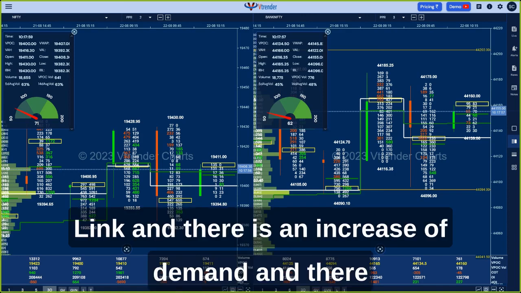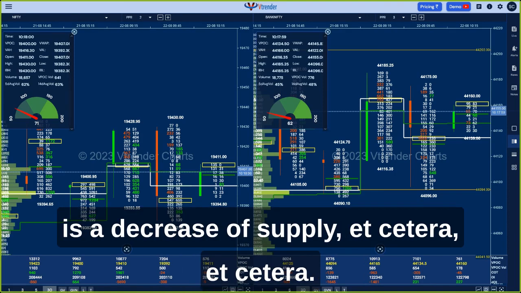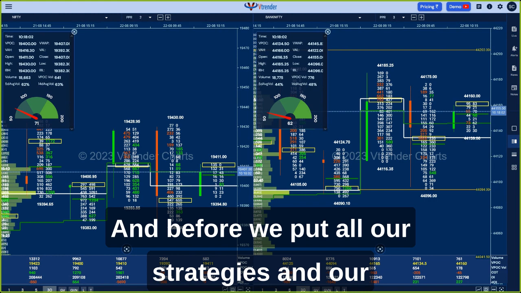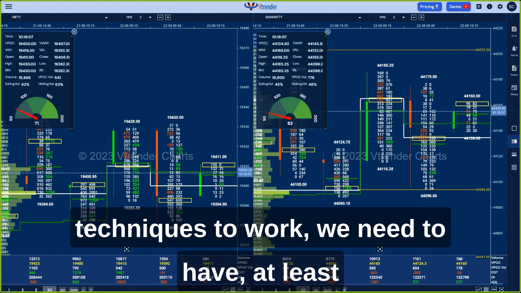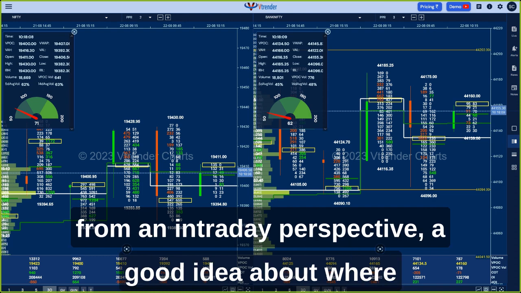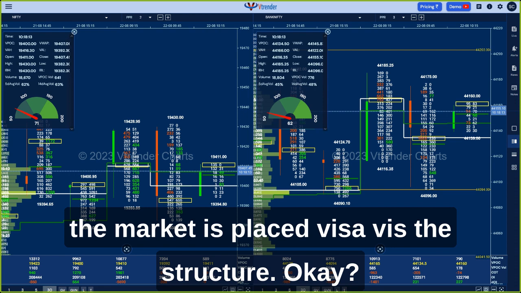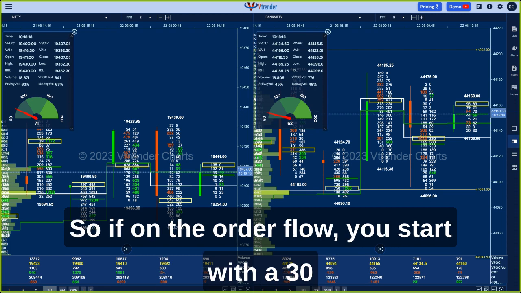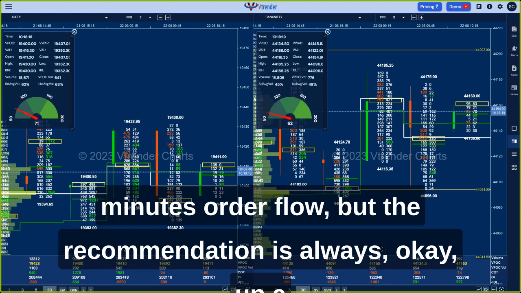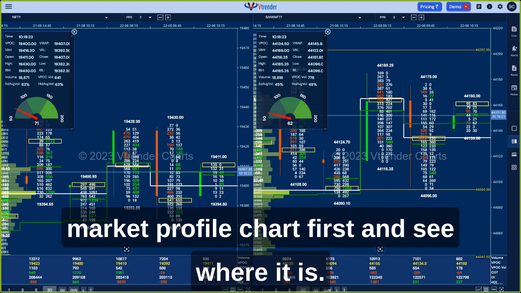and there is an increase of demand and there is a decrease of supply, etc., etc. And before we put all our strategies and our techniques to work, we need to have at least from an intraday perspective a good idea about where the market is placed vis-a-vis the structure. So if on the order flow, you start with a 30-minute order flow, but the recommendation is always put up a market profile chart first and see where it is.